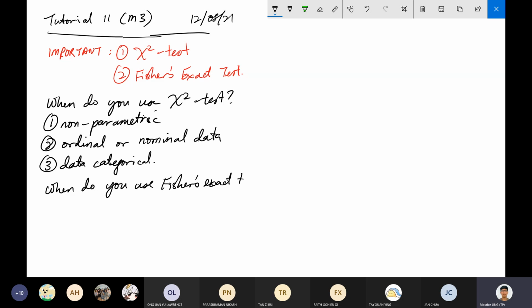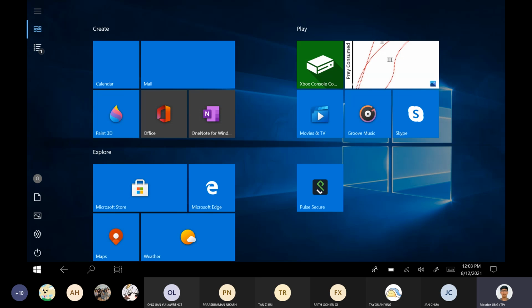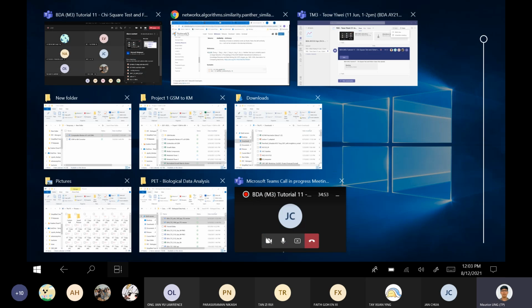When do you use Fisher exact test? Somebody, who are the rest? Okay, how do we get back? Okay, okay.